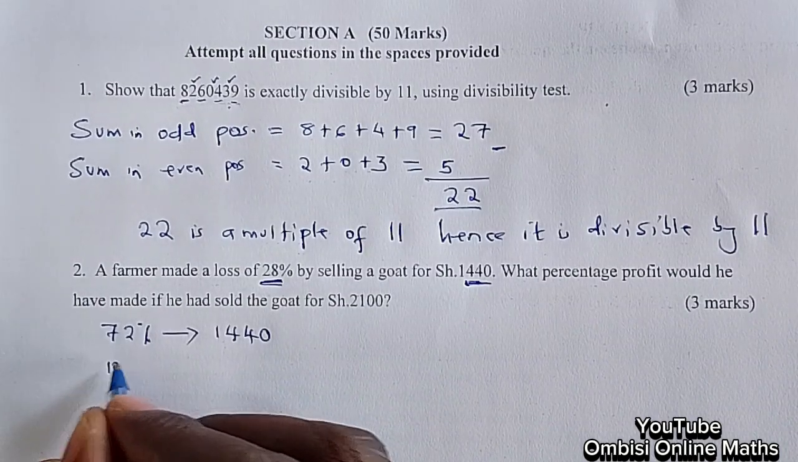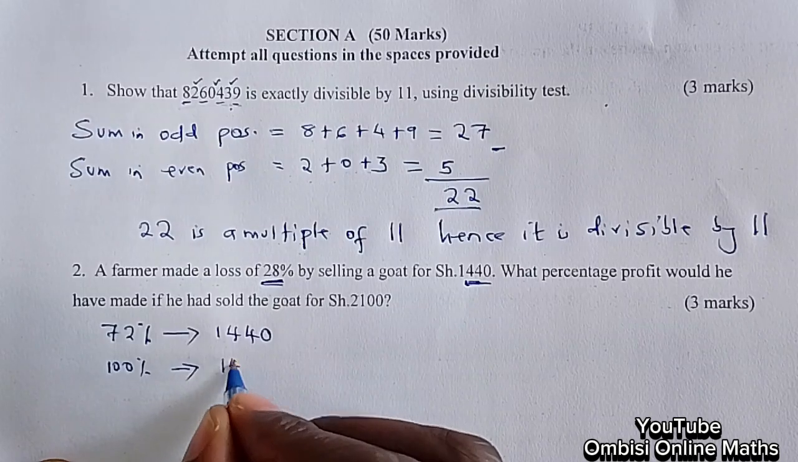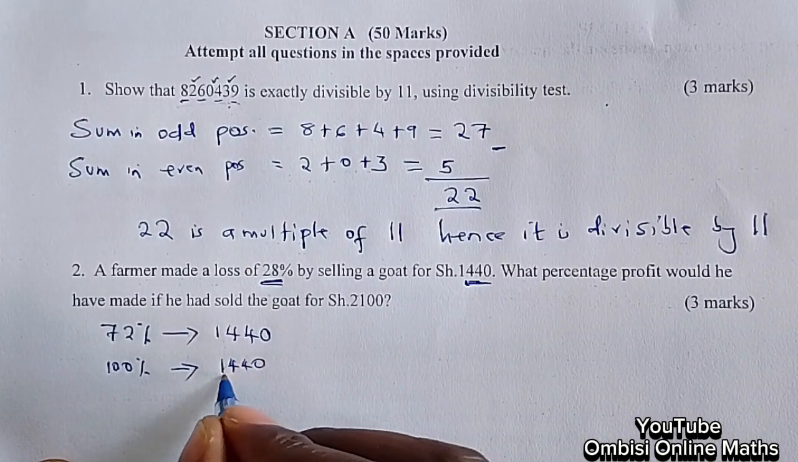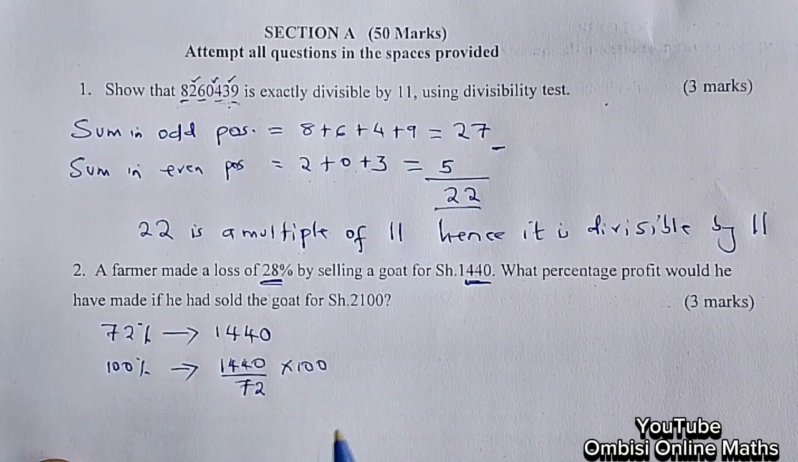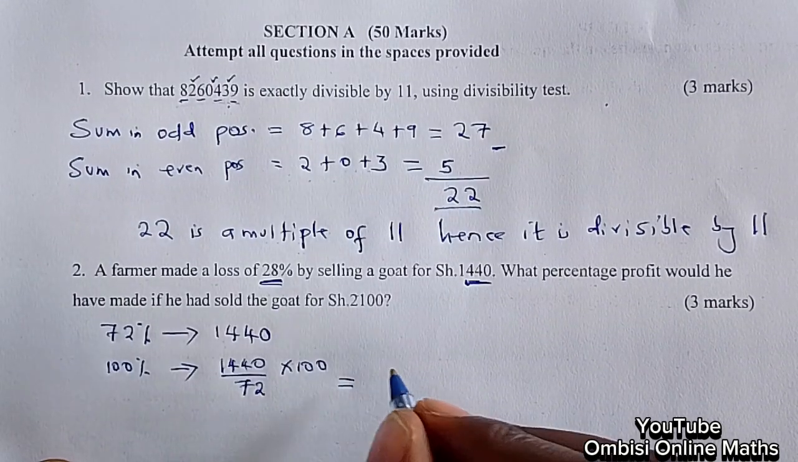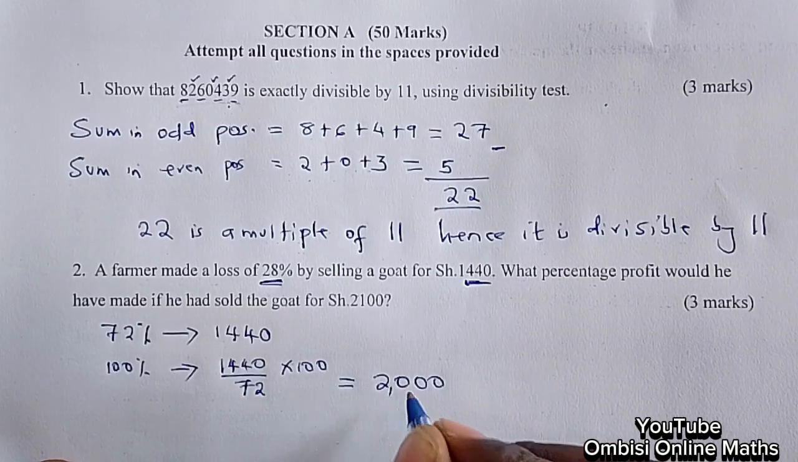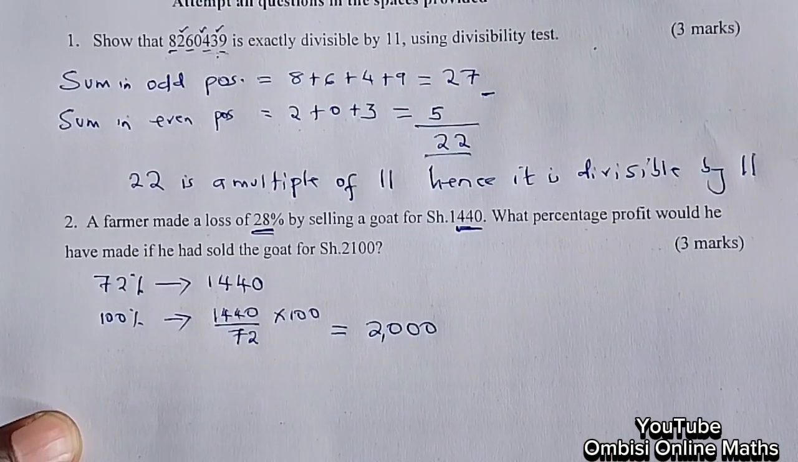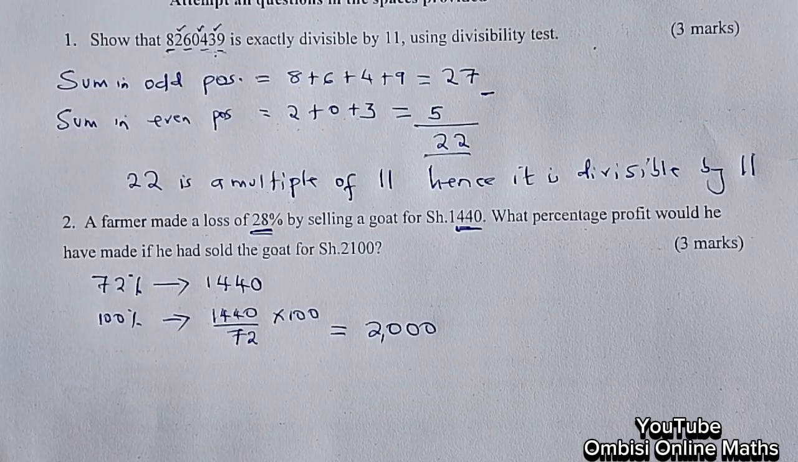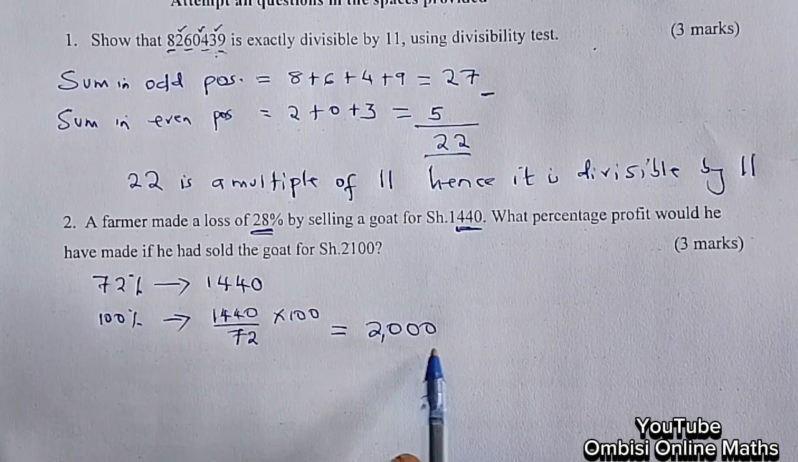So at 100%, which is the marked price, what was the price? That is going to be 1440 over 72 multiplied by 100, which means that the marked price of this goat was 2,000 shillings. Now, if that is the marked price, it means the farmer was supposed to make a profit. So he sold the goat at 2,000.